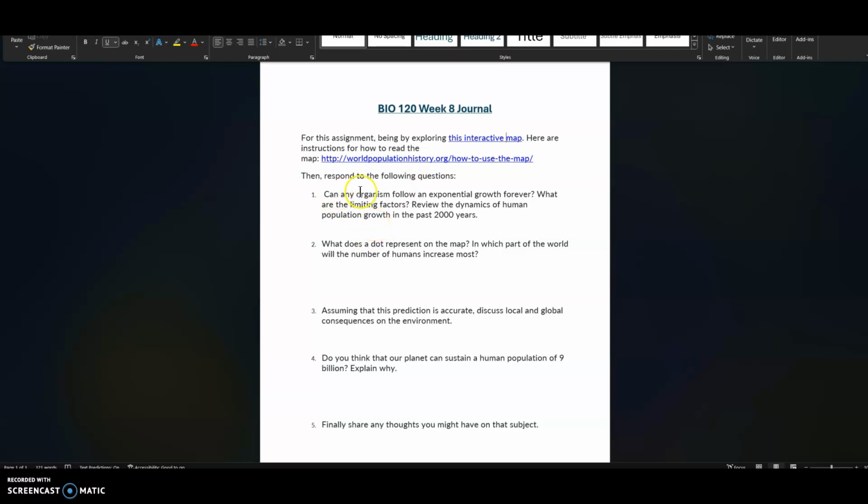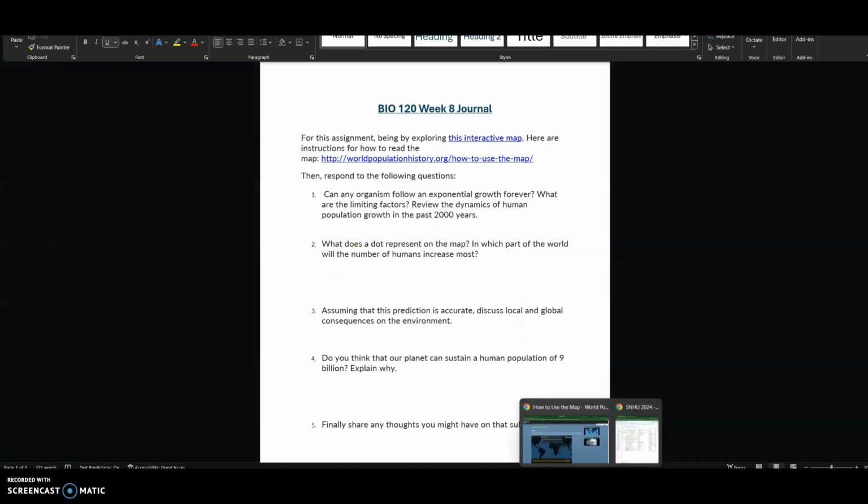Can any organism follow an exponential growth forever? What are the limiting factors? You can look at it through the lens of human population. Can humans follow an exponential growth forever? What are the limiting factors? Then you're going to talk about what a dot represents on the map, and in which part of the world the number of humans will increase the most.